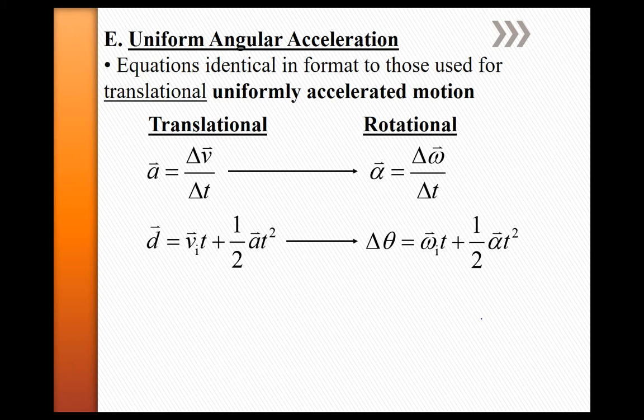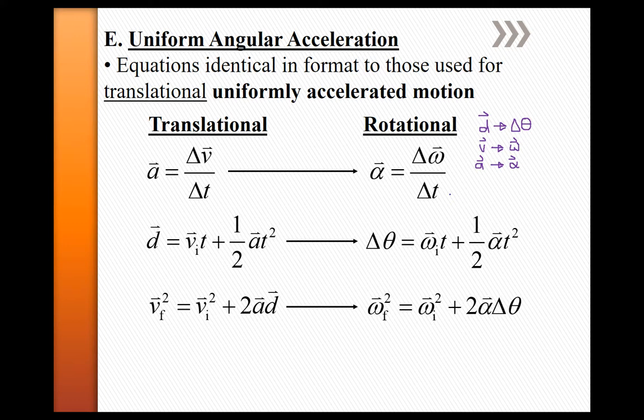So all we're doing is, as long as we know that your linear displacement is your angular displacement, your linear or translational velocity is omega, and your acceleration is angular acceleration alpha, you can just rewrite the equations in the identical format. So if we had vf squared equals vi squared plus 2ad, that would turn into omega f squared equals omega i squared plus 2 alpha times delta theta.